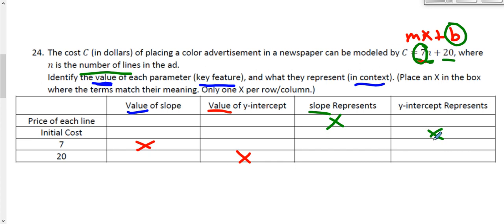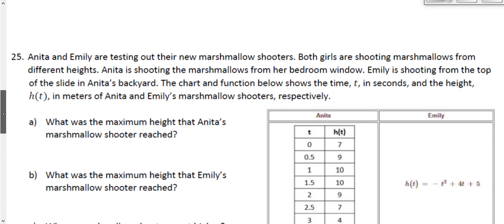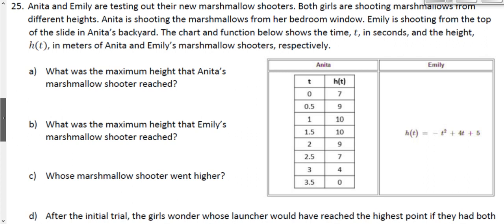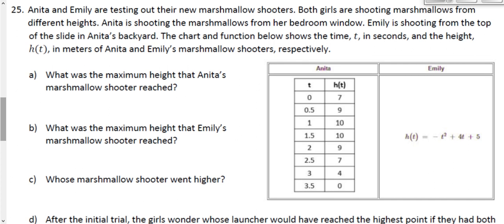So let's go ahead and take a look at a story problem. We're going to look at question 25, which is where we see completing the square happening again. So we have Anita and Emily testing out marshmallow shooters. They're both shooting from different heights. Anita's shooting from her bedroom window, Emily's shooting from the top of the slide. So Anita is over here on the left, Emily's over here on the right. So Emily is shooting from a slide and Anita's in her bedroom window. So we have a chart and a function talking about what happens to their marshmallows.